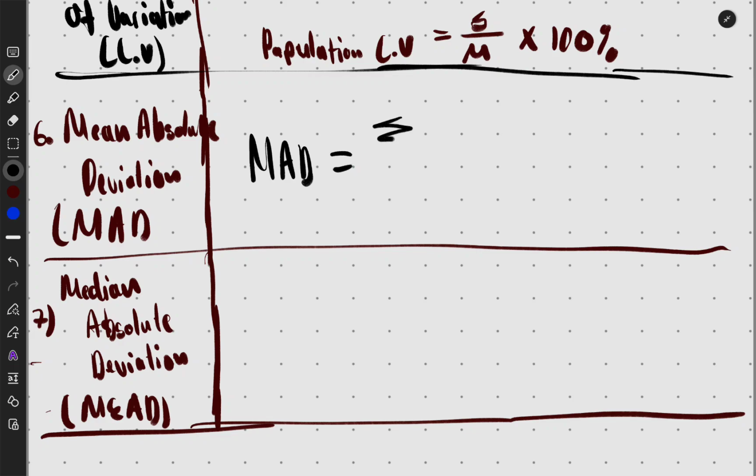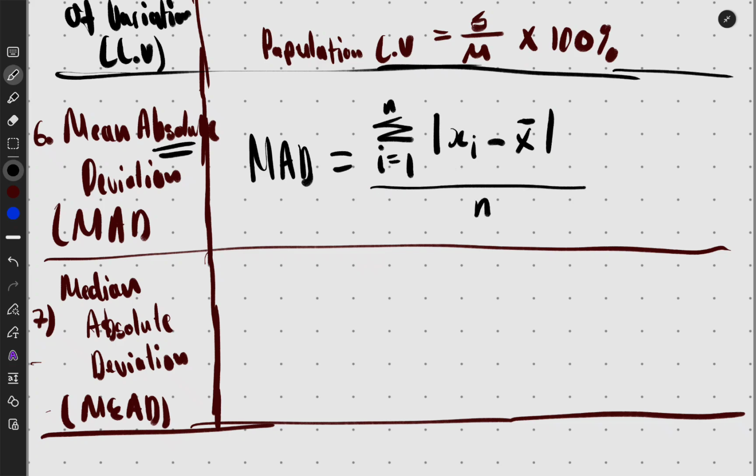You are going to sum. What are you going to sum? From 1 till the last term, you're going to sum the subtraction of X minus mean, but you take only the absolute value. That's why it's called absolute. So it is the absolute value of X minus the mean, and you divide by the number of terms. Every X value minus the mean, every X value minus the mean. You sum them, then you divide by the number of terms, you get MAD.